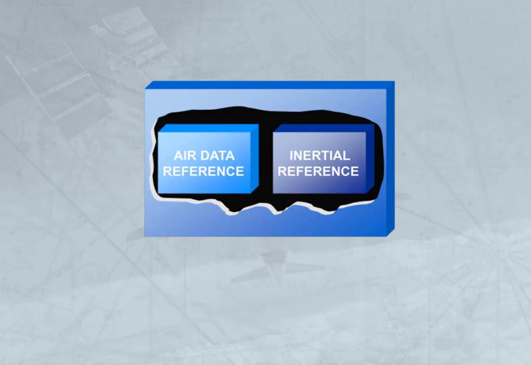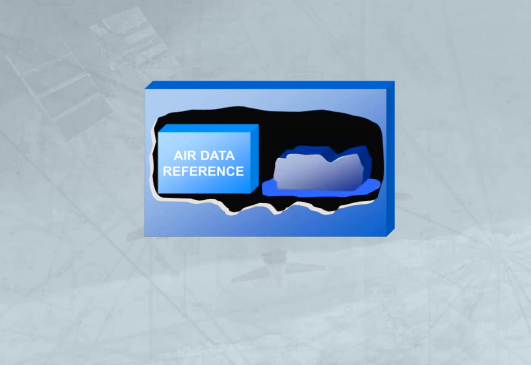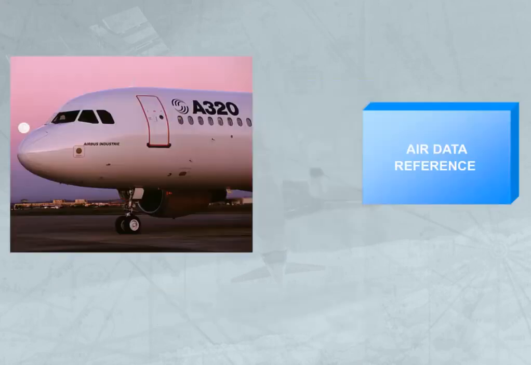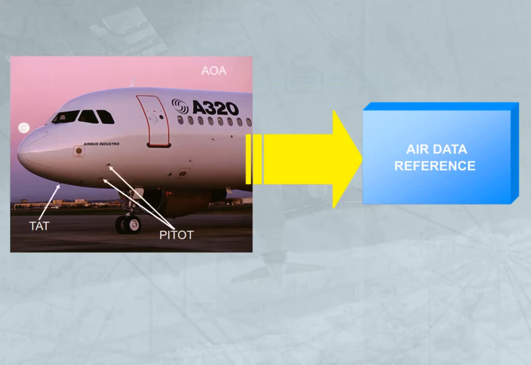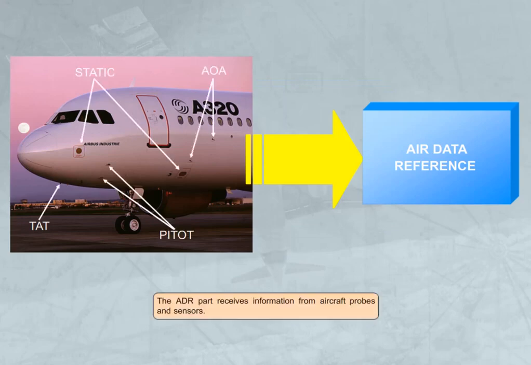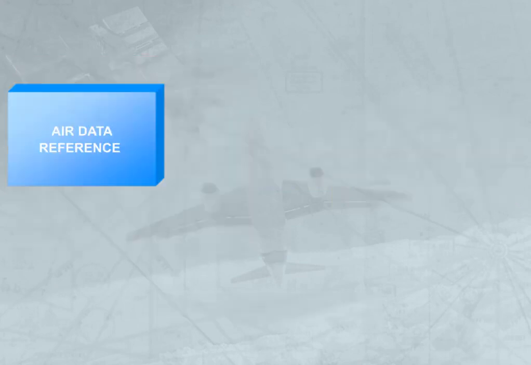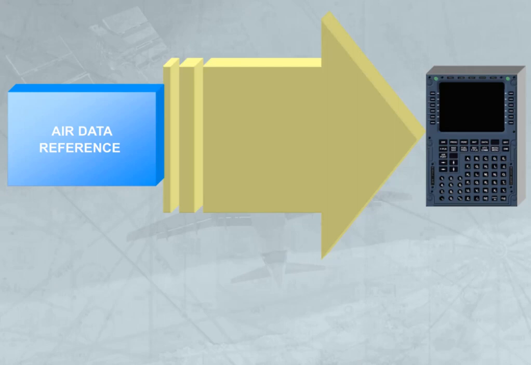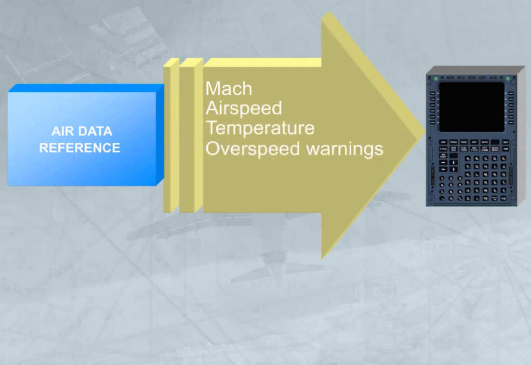The ADR and IR systems of each ADIRS operate independently, and failure of one system will not cause failure of the other. The ADR part receives information from aircraft probes and sensors. The ADR part provides various items of air data to the Flight Management and Guidance Computers, FMGC, and other users. The air data provided includes Mach, airspeed, temperature, overspeed warnings, barometric altitude, and angle of attack.